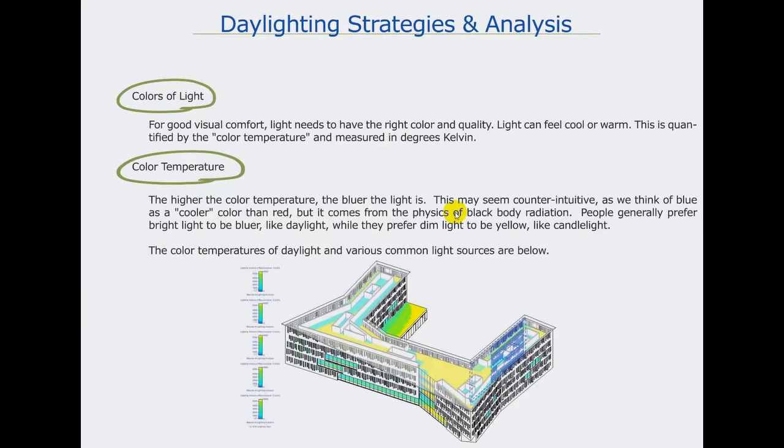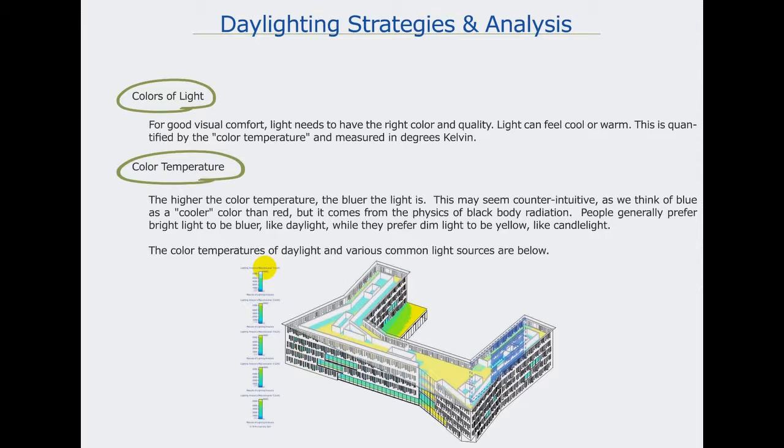Colors of light for good visual comfort. Lights need to have the right color and quality. Light can feel cool or warm. This is quantified by the color temperature and measured in degrees Kelvin. If you look at this shape, you will find color temperature. Blue is low and yellow is higher.